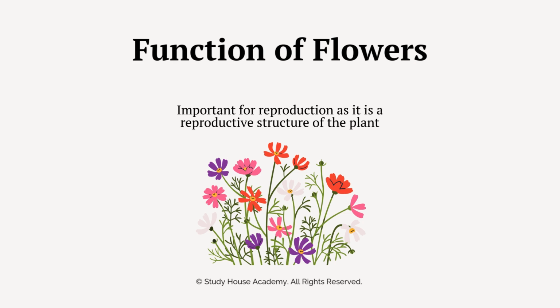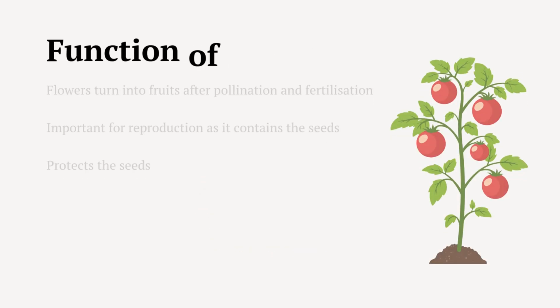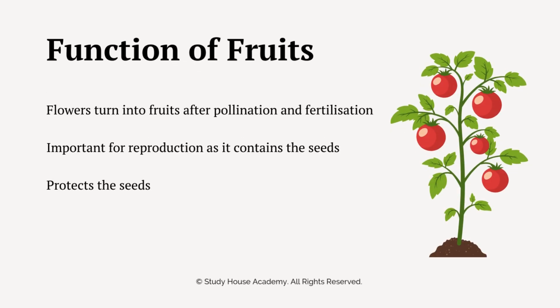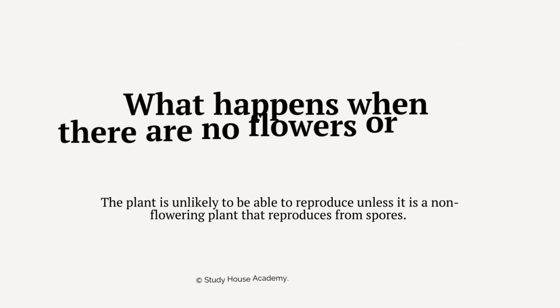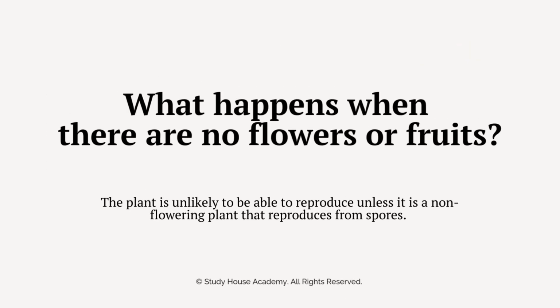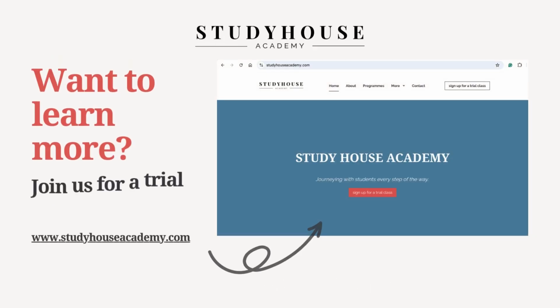Flowers are important for reproduction as they are the reproductive structure of the plant. Flowers turn into fruits after pollination and fertilization. The fruit is important for reproduction as it contains the seeds. It also protects the seeds. When there are no flowers or fruits, the plant is unlikely able to reproduce unless it is a non-flowering plant that reproduces from spores.